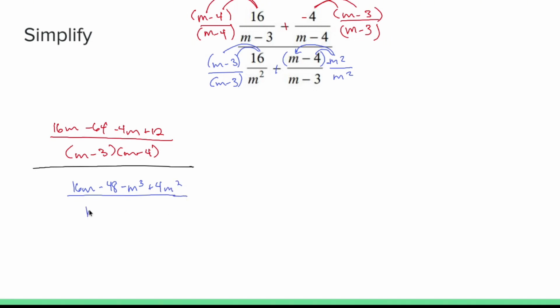On the bottom, I have m squared times m minus 3. Again, I'm not going to do anything quite yet because I'm still holding hope that maybe stuff will factor and stuff will disappear. It looks like the m minus 3s have possibilities, but I don't know. That might be the only thing that goes away. I need to combine like terms up here. So that 16m and negative 4m becomes 12m. Negative 64 and positive 12 is going to be negative 52.